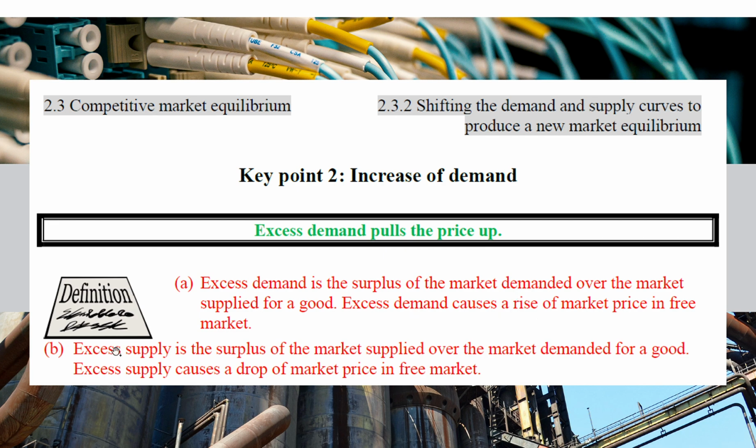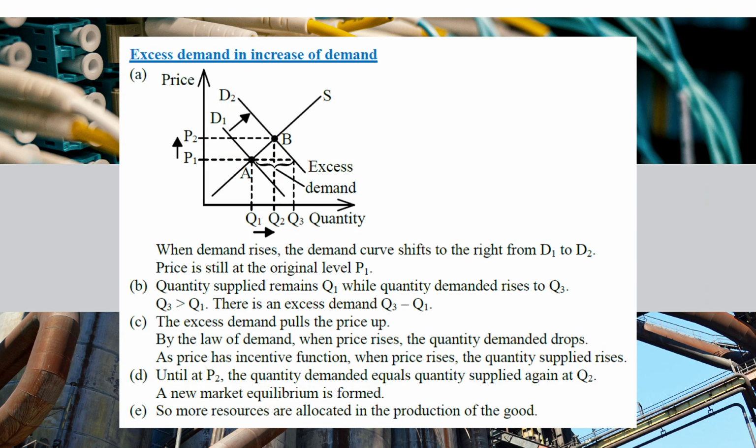On the contrary, excess supply is also a surplus, but now it's a surplus of market supply over market demand. So with more supply, the producer is willing to sell at a lower price, so it causes a drop of market price in free markets. And how to demonstrate it? First of all, how to demonstrate excess demand produced by an increase of demand.